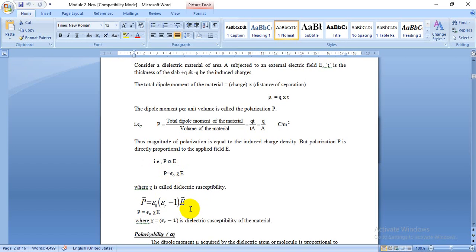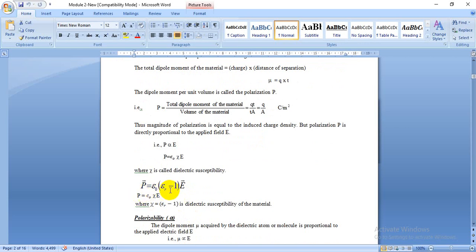Chi is a constant which we introduce to remove the proportionality symbol. In other words, we can write P equal to epsilon naught into epsilon r minus 1 into E. Instead of chi, I am writing epsilon r minus 1, into E, in vector format as written here. Once again, the relation between polarization and electric field is P equal to epsilon naught into epsilon r minus 1 into E, where P is the polarization and E is the electric field. Don't forget this formula. This is a very important formula.